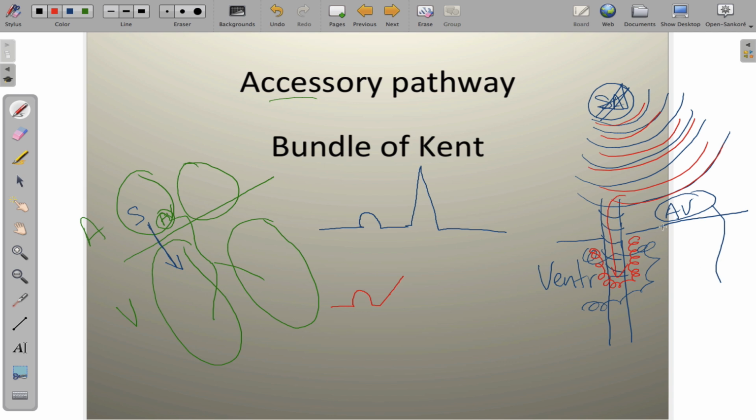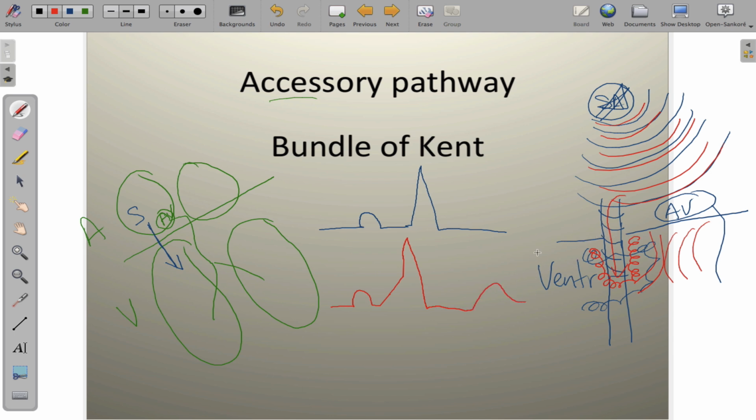Now, once we delay 80 milliseconds, 60 milliseconds, whatever it takes for the AV node to then send this message down, once the AV node does transmit the message, the depolarization wave that's created through the accessory pathway eventually meets up with the depolarization wave that transmitted through the normal conduction system. And where that takes place, you get a little bit of a change in the way the QRS complex looks, and the QRS complex finishes off, and it resumes its normal appearance.